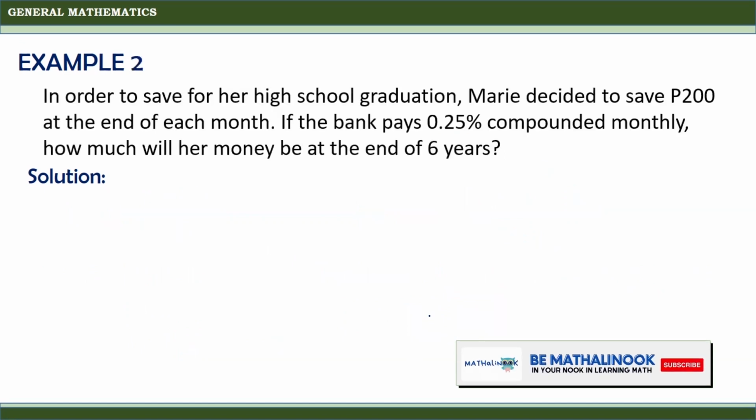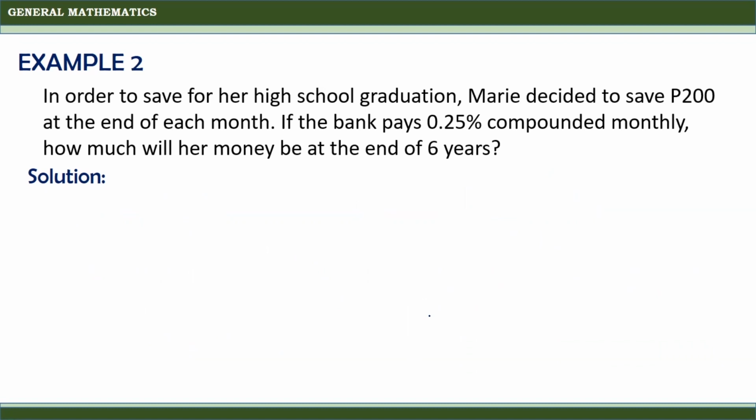In order to save for her high school graduation, Marie decided to save 200 pesos at the end of each month. If the bank pays 0.25% compounded monthly, how much will her money be at the end of 6 years? So once again, we will be using the formula F is equal to R times (1 plus J) raised to N minus 1 all over J. Writing down our given, we will have R is equal to 200 since Marie decided to save 200 pesos at the end of each month.